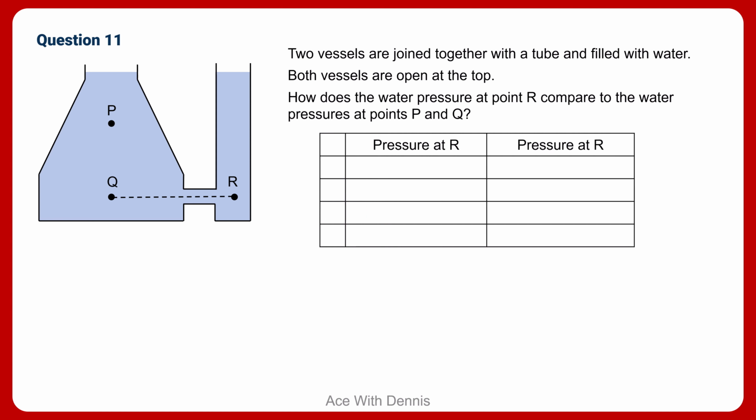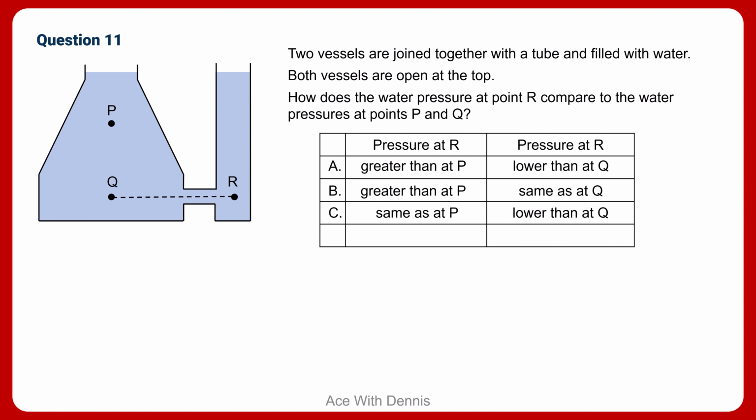So here are the choices. A. Pressure at R is greater than at P and lower than at Q. Or B. Pressure at R is greater than at P and same as at Q. Or C. Pressure at R is same as at P and lower than at Q. Or D. Pressure at R is same as at P and same as at Q.